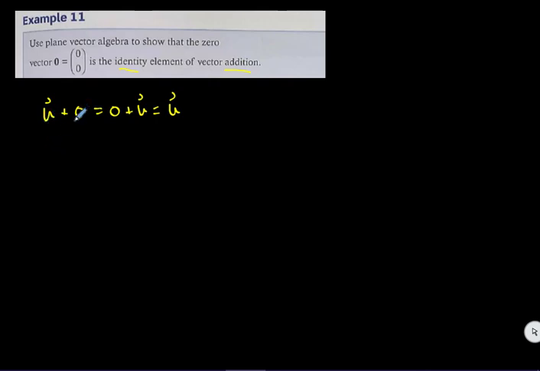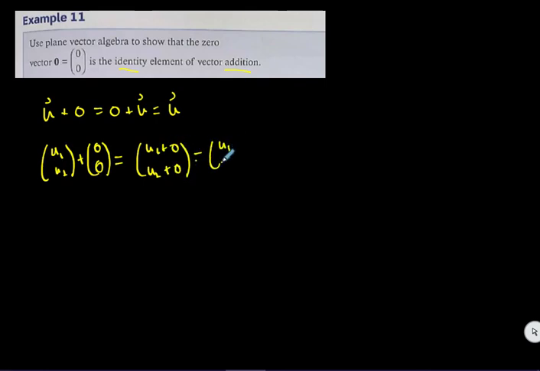So what is vector u plus 0? That's u sub 1, u sub 2 plus 0, 0, the null vector. Then I can write this as u sub 1 plus 0, u sub 2 plus 0, using the properties we've shown in the previous video. And what's this? That's just u sub 1, u sub 2, and that is vector u. So u plus 0 does indeed yield the vector u. It's unchanged.